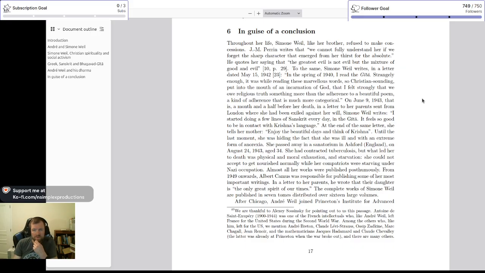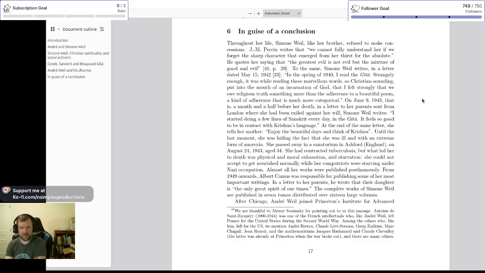On the 9th of June 1943, a month and a half before her death, in a letter to her parents sent from London, where she had been exiled against her will, Simone writes, "I started doing a few lines of Sanskrit every day in the Gita. It feels so good to be in contact with Krishna's language." At the end of the same letter, she tells her mother, "Enjoy the beautiful days and think of Krishna." Until the last moment, she was hiding the fact that she was ill with an extreme form of anorexia. She passed away in a sanatorium in Ashford, England, on the 24th of August 1943, aged 34.